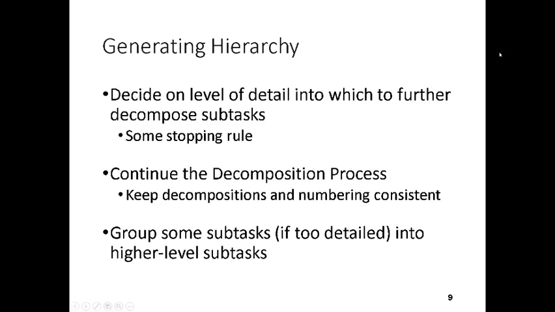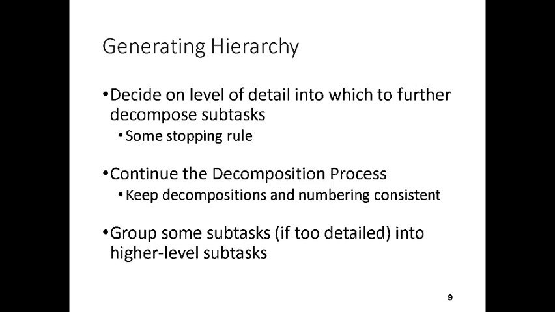So when we generate the hierarchy, we decide the level of detail that we want to go into to further decompose the subtasks. And remember, sit tight. We're going to be getting into some of the stopping rules pretty soon. So you continue to decompose the process while keeping the decompositions and the numbering consistent. Show you a picture of that in a bit. And then you can group some of the subtasks if they're too detailed into higher level subtasks. So this is all about how we organize these steps.